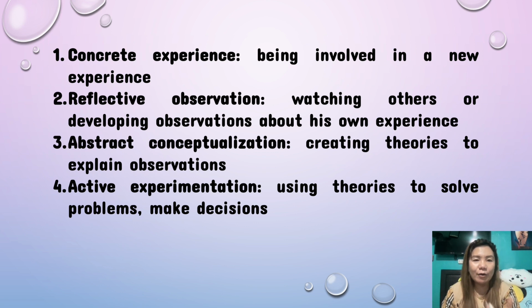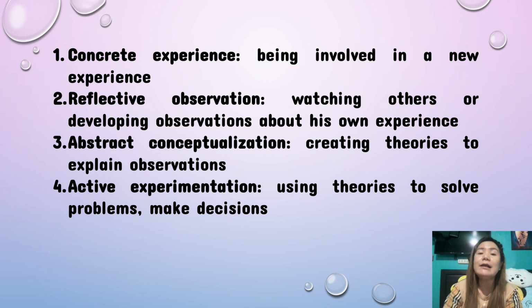Okay. Abstract conceptualization: creating theories to explain observations. So in here, you create theories, the possibilities, the reasons why. Learners here tend to understand what's happening by creating theories or reasoning out, to explain the observations. Remember, reflective observation, you are there watching, and then you develop observations. Abstract conceptualization, you create theories or reasons for you to explain the observations earlier made.